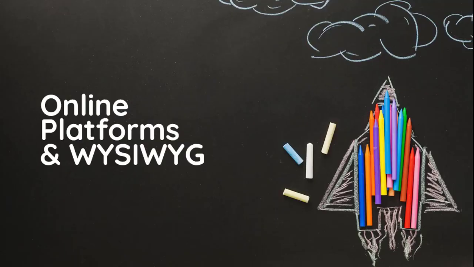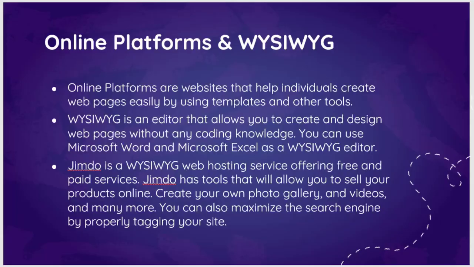Online platforms and what you see is what you get. First of all, let's talk about online platforms and what you see is what you get. What are online platforms? Online platforms are websites that help individuals create web pages easily by using templates and other tools. But actually, in reality, online platforms are anything that is on the website or on the internet, I should say. It is accessible through the internet. That is an online platform.